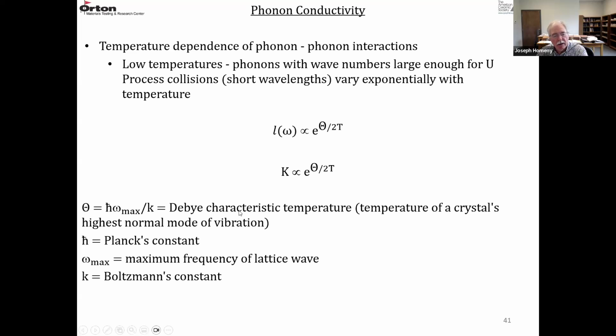So this Debye characteristic temperature is a temperature that gives the highest mode of vibration. That's Planck's constant times omega max, the maximum frequency of a lattice vibration, divided by k, which is Boltzmann's constant. So there's an exponential decrease at very low temperatures as the temperature is increased, an exponential decrease in the conductivity and the mean free path.